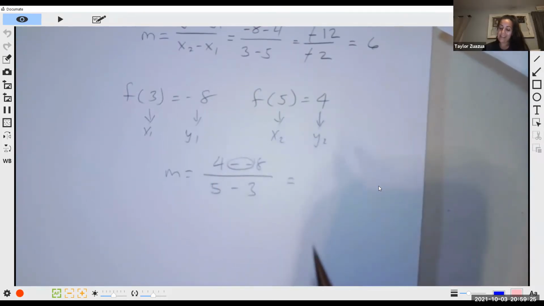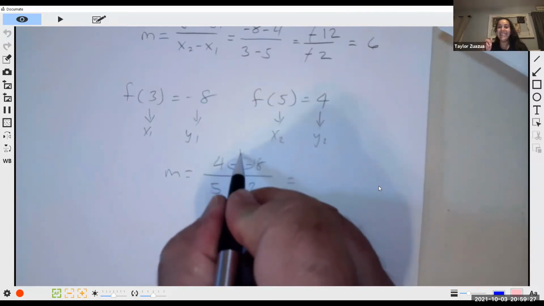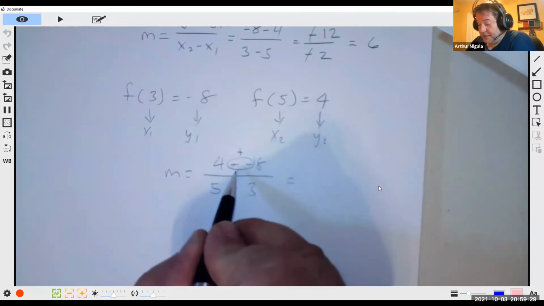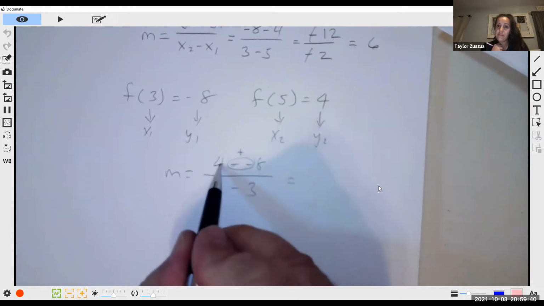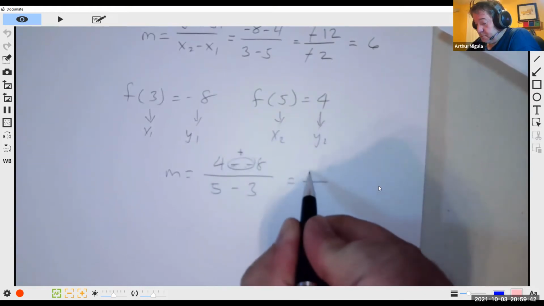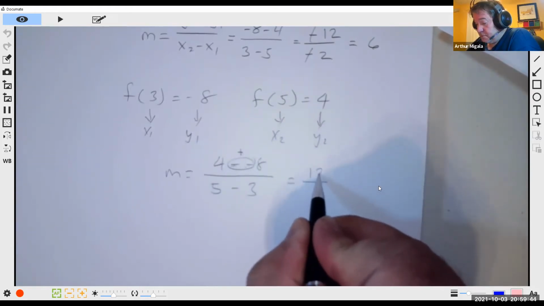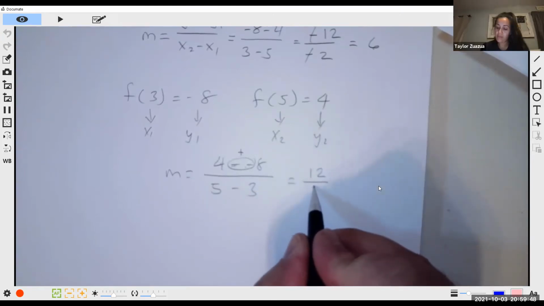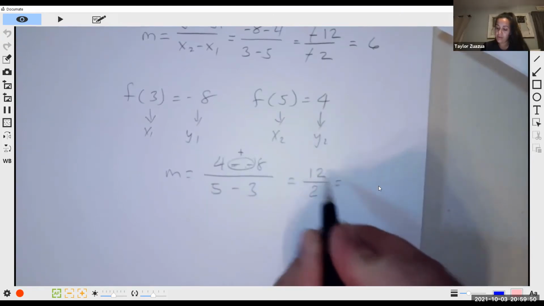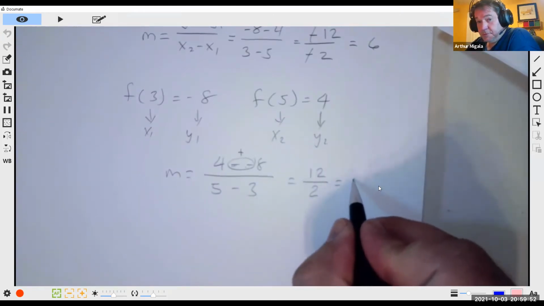Okay, here I go messing up again. Go ahead. Always they have two signs. Before you go, you have to get rid of one of the signs. You have to make it into one sign. So two negatives become a positive. So 4 plus 8 is 12, over 5 minus 3. 12 divided by 2 is 6.